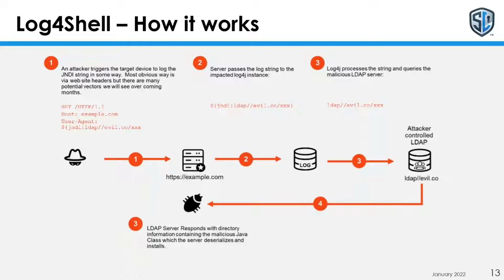So on the far right, you have the attacker controlled LDAP. So let's say I'm running an LDAP server. Once I get this injection to JNDI:LDAP, all that means is I'm using JNDI. I'm telling Log4j, okay, now use JNDI to call out to my malicious server, my LDAP server. And that could live at evil.co.